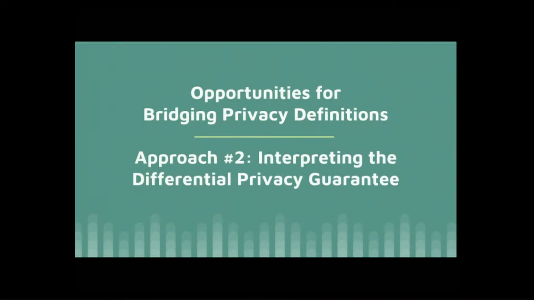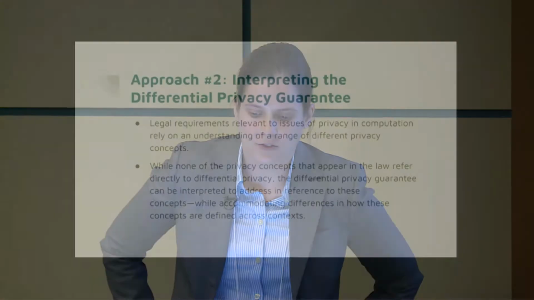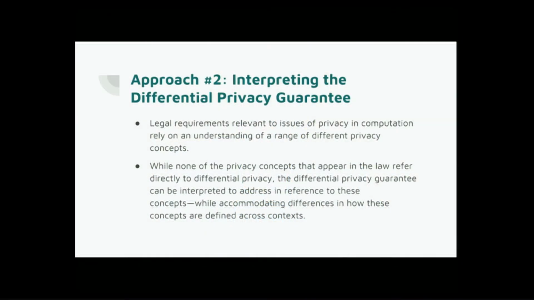Okay. So the second approach we explore involves interpreting the differential privacy guarantee in different ways. Legal requirements relevant to issues of privacy and computation rely on an understanding of a range of different privacy concepts, as I gave an overview of before. While none of the privacy concepts that appear in the law refer directly to differential privacy, the differential privacy guarantee can be interpreted in reference to these concepts, while accommodating differences in how the concepts are defined across different contexts.